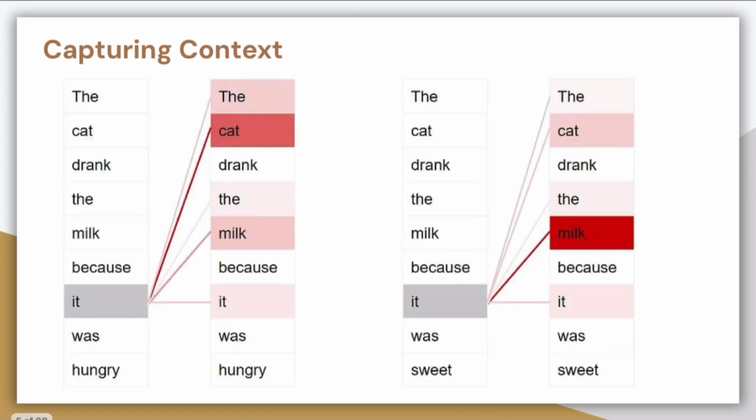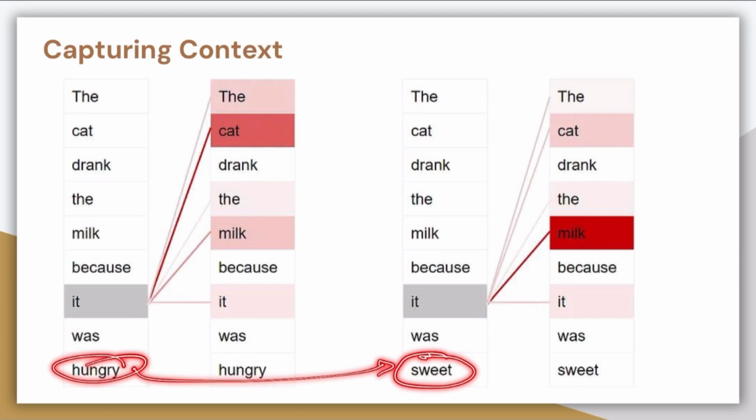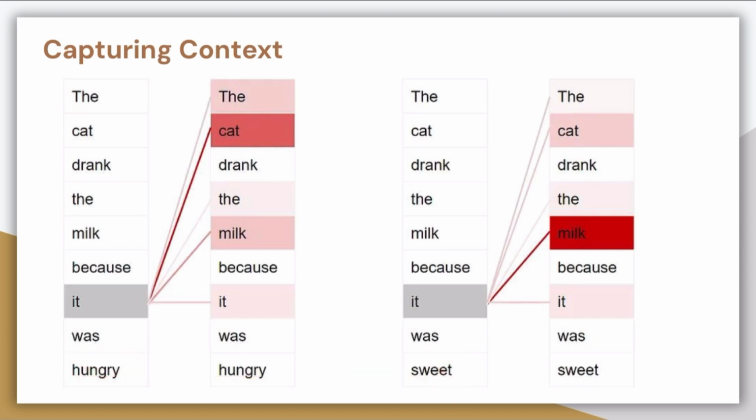If you see this example, the cat drank the milk because it was hungry. When it said it was hungry, this "it" is referring to the cat, because the cat was hungry, right? But the single word is replaced by "sweet". In this case, the cat drank the milk because it was sweet. When it was sweet, that means the milk is sweet, right? So the higher weightage went to milk. So depending on even the last word, or a single word itself, the context will change.